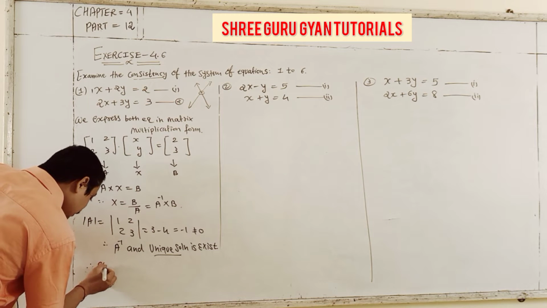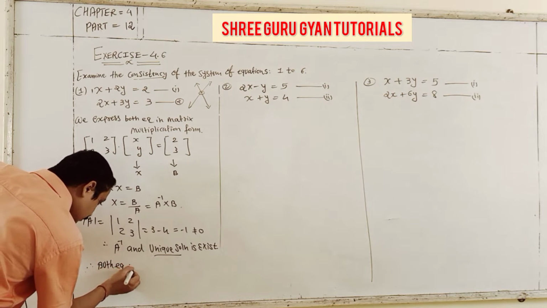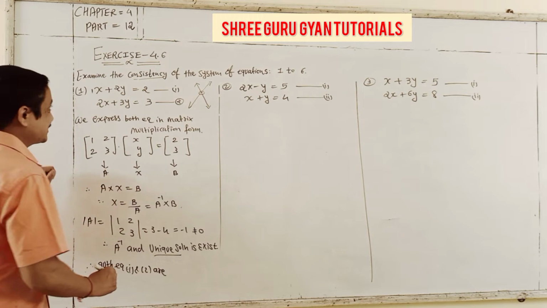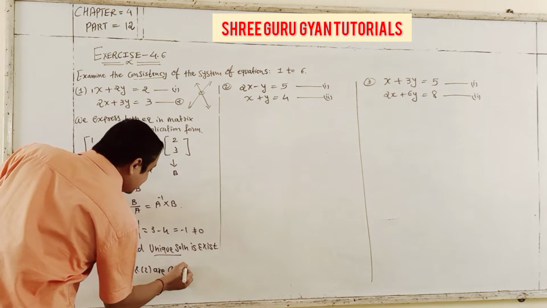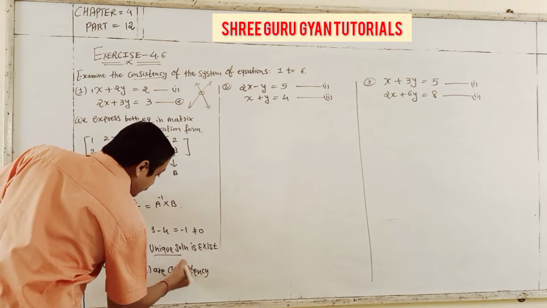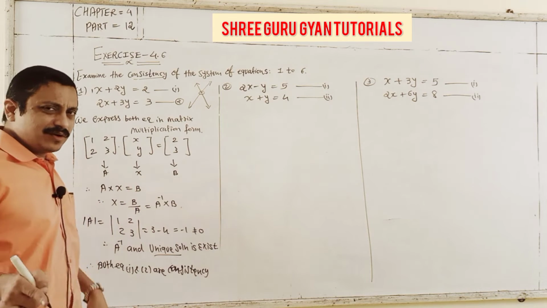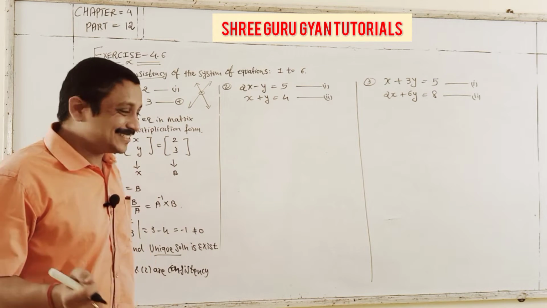Therefore both equations 1 and 2 are consistent. You can write down: consistent. And if the determinant came 0, then it is not consistent.